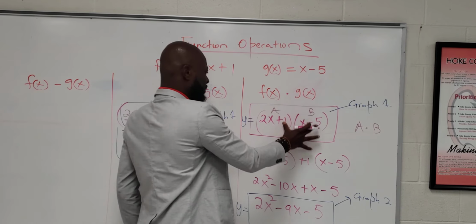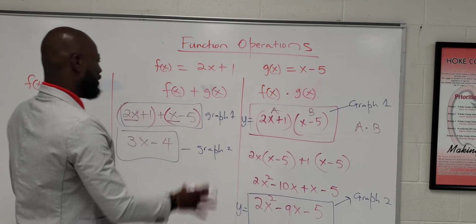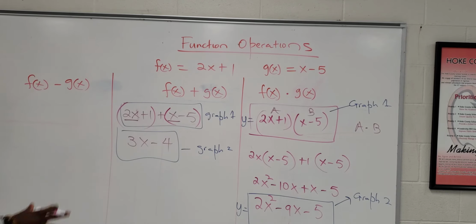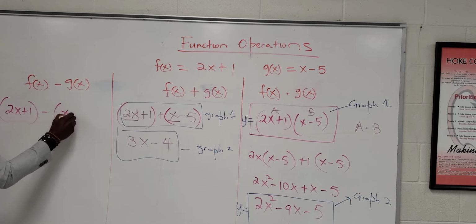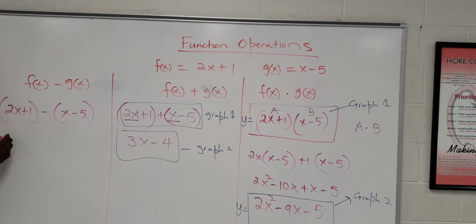So when I'm doing multiplication, I have my parentheses. When I'm doing addition, I do have my parentheses. When I'm doing subtraction, I would have my parentheses. Okay, so it's 2x plus 1, parentheses, minus x minus 5, parentheses. Okay, cool. So here we have 2x plus 1, and if a negative is outside the parentheses, it will change what is inside. Because negative times positive gives me negative.